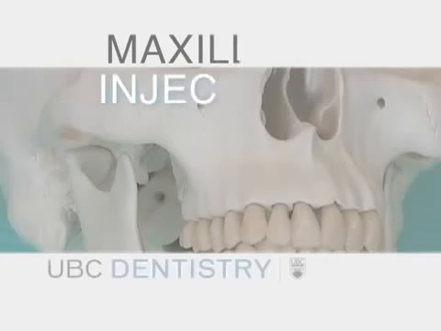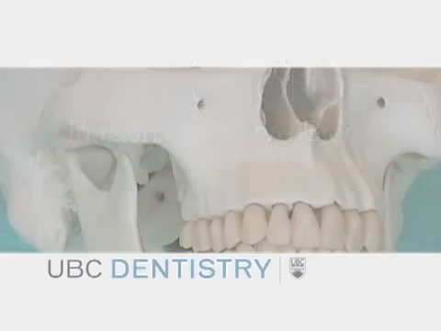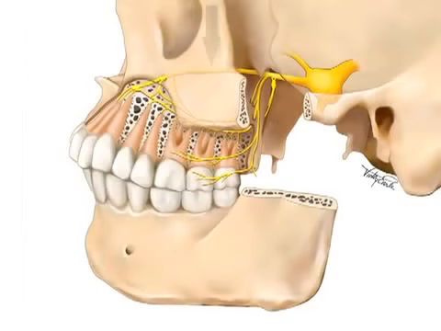The infraorbital nerve block anesthetizes the pulpal tissue and overlying buccal periodontium extending from the second premolar to the central incisor. The infraorbital nerve is another branch of the maxillary division of the trigeminal nerve. It courses anteriorly through the infraorbital groove and along the infraorbital canal on the floor of the orbit.